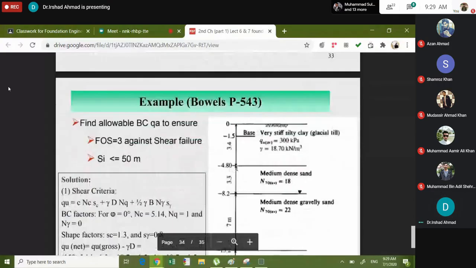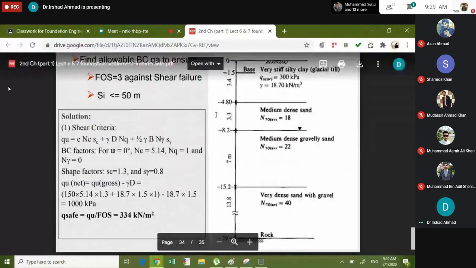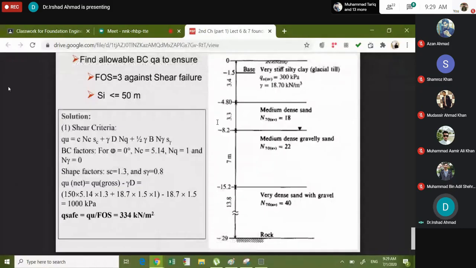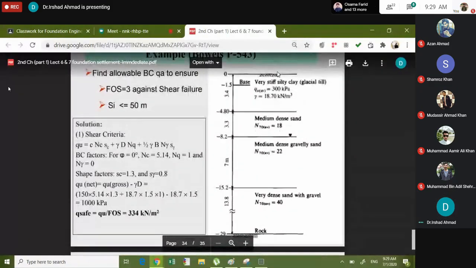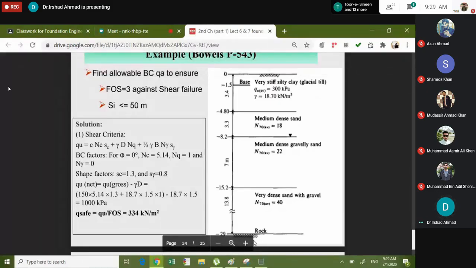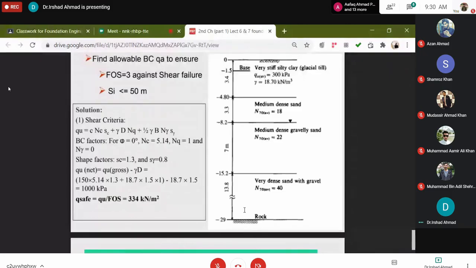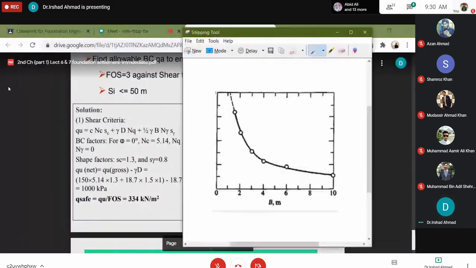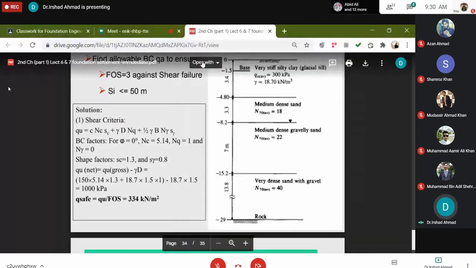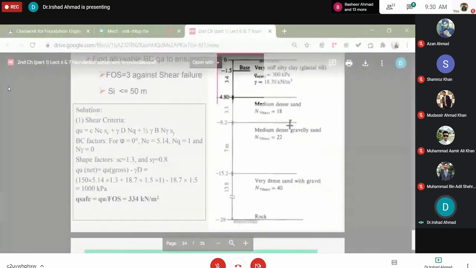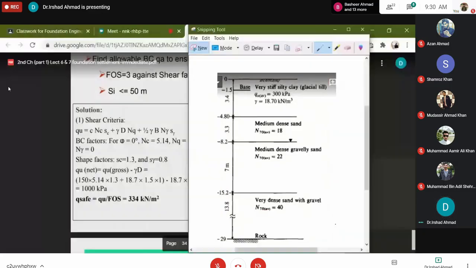It is this. Let me snip it for you. I don't know how to get rid of this ribbon. Okay, snip. Now let me solve this problem for you. Last problem of this lecture.